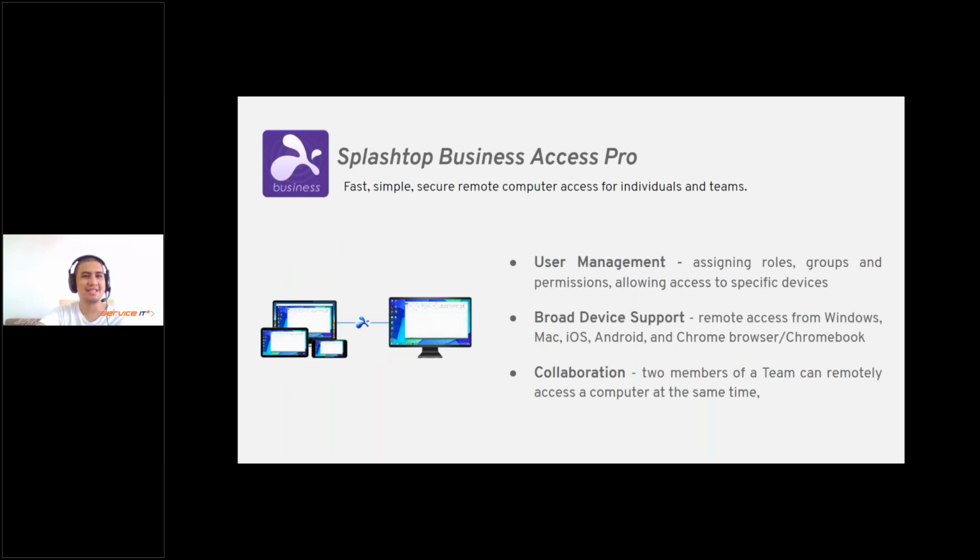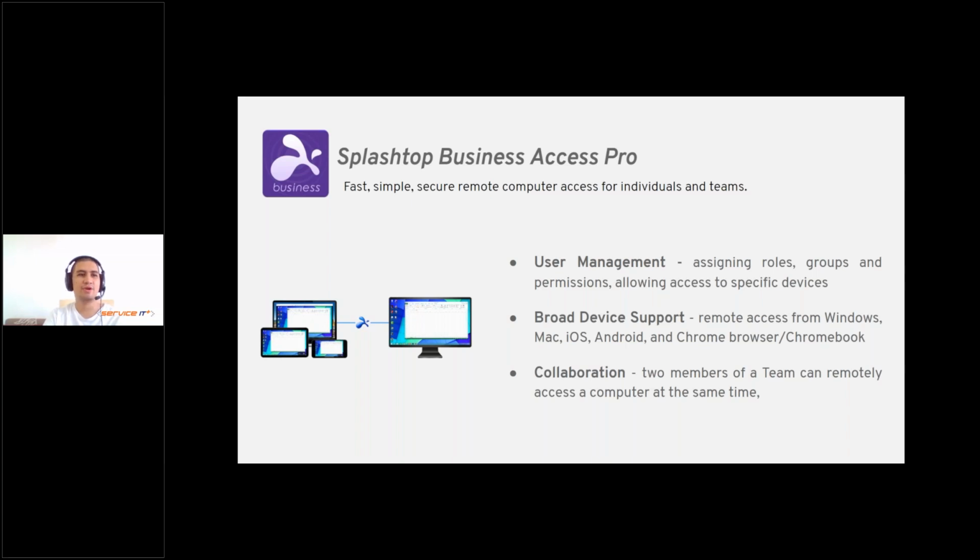This is where Splashtop Business Access Pro can help you. It's a simple, fast, and secure way to remotely access for individuals and for teams in the enterprise out there. It provides you with unattended sessions, but some of the key points that will be helpful for your enterprise users is, first, the user management features, which allow you to assign roles to different users and different groups in your organization, and you can assign different devices to those. So you can have granular control of which devices are allowed to certain users in your organization.